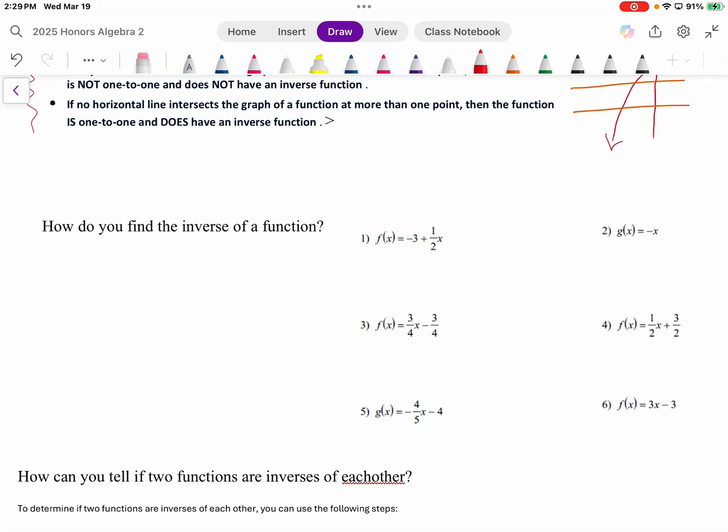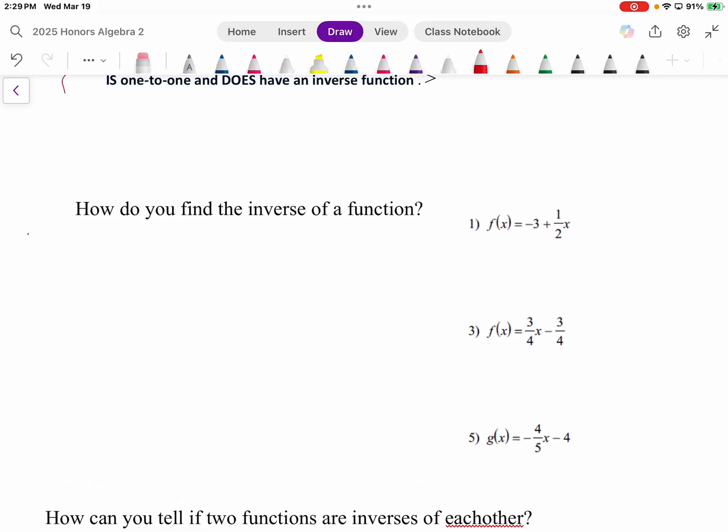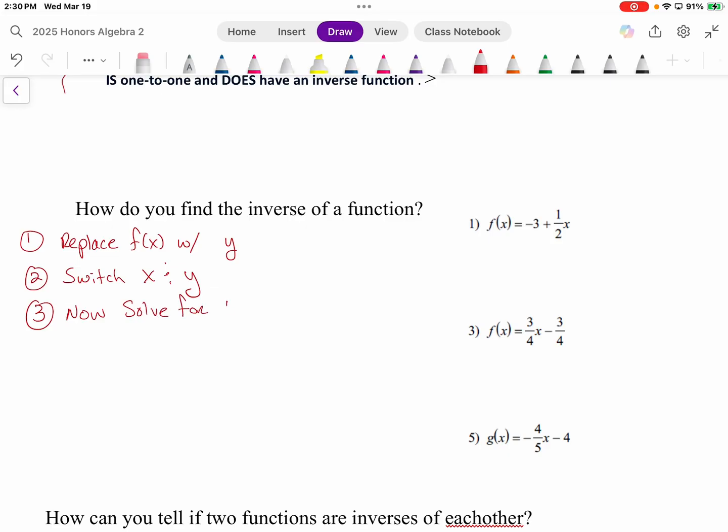So now, how do you find the inverse of a function? Here are my steps for finding the inverse of a function. Step number 1. Replace f of x with y. That's your first step. Nice, super easy. All right. Step number 2. Switch x and y. You just switch them. Step number 3. Now solve for y.